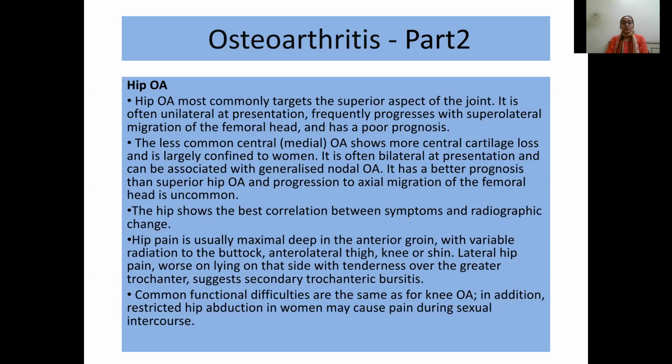The hip shows the best correlation between the symptoms and the radiographic change. Hip pain is usually maximal, deep in the anterior groin with variable radiation to the buttock, anterolateral thigh, knee or shin. Lateral hip pain, worse on lying on that side with tenderness over the greater trochanter, suggests secondary trochanteric bursitis. Common functional difficulties are the same as for the knee. In addition, restricted hip abduction in women may cause pain during sexual intercourse.